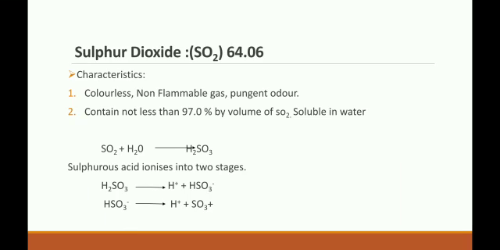One volume of water dissolves 40 volumes of the gas at 20 degrees Celsius and at standard pressure, that is 760 mm, to form a solution of sulfurous acid. The reaction is SO2 plus H2O, which gives H2SO3. Usually sulfurous acid ionizes in two stages. First, H2SO3 ionizes as H+ and HSO3-. And second stage, HSO3- ionizes as H+ and SO3 2-. Thus, the solution of SO2 in water is acidic.